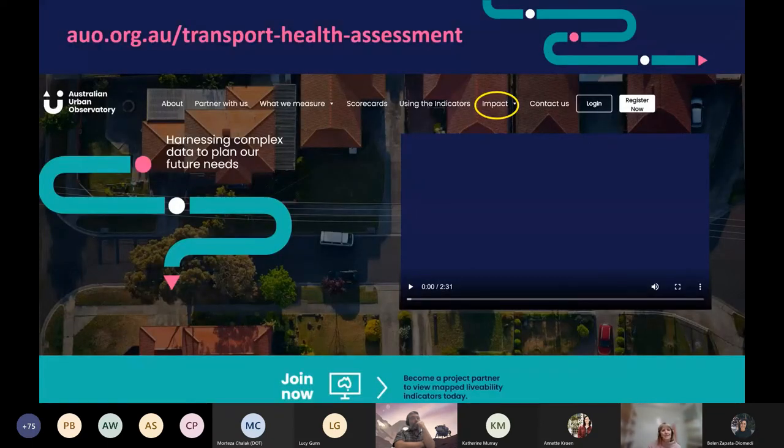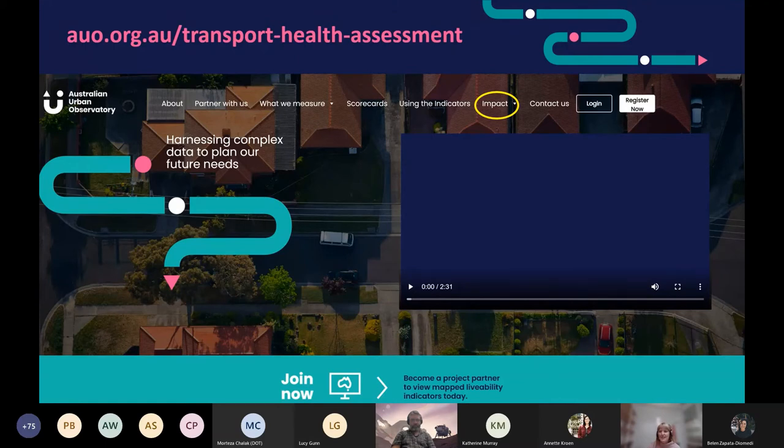Finally, when it comes to the Transport Health Assessment Tool, here is the new web address, and I encourage you to take this down. And if you go through to the impact tab of the transport within the AUO, you'll see there's a drop-down menu and there's a Transport Health Assessment Tool link. So I encourage you again to go away and have a look.